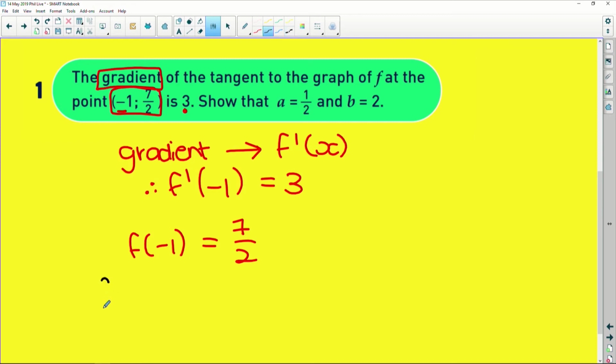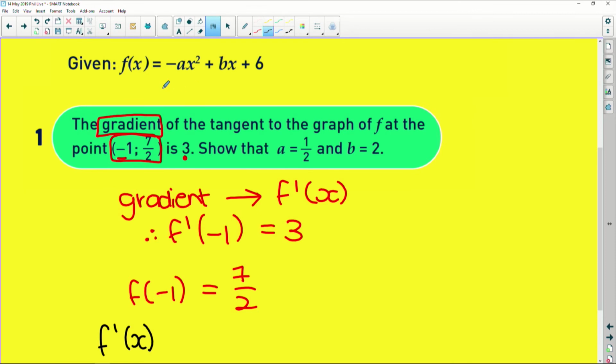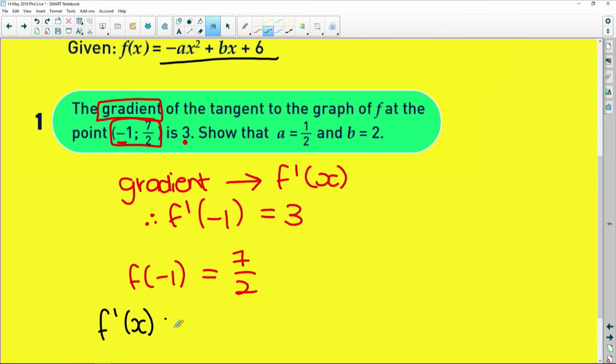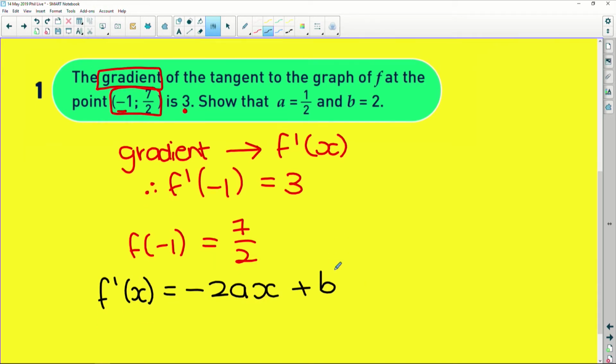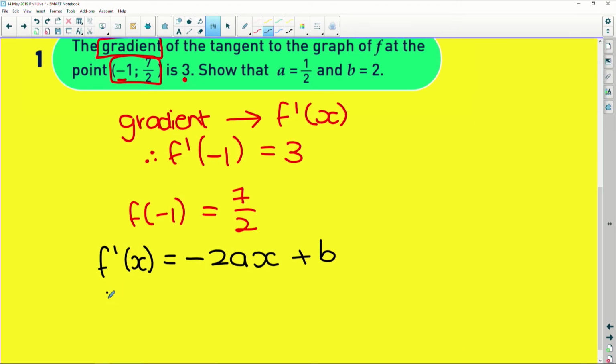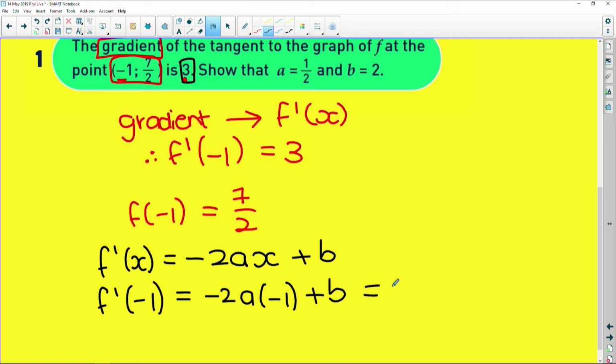Firstly, I'm going to find f prime of x. Okay, so it was given to us that this is the equation of f of x. So f prime of x is equal to -2a. Remember, a is a constant, so it needs to stay there, multiplied by x plus b. The x disappears because you subtract 1 from its exponent. Okay, so remember we said f prime of -1 is equal to -2 multiplied by a multiplied by -1 plus b, but it was given to us that it's equal to 3.